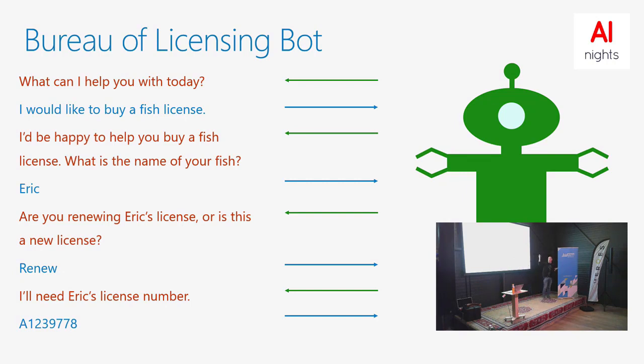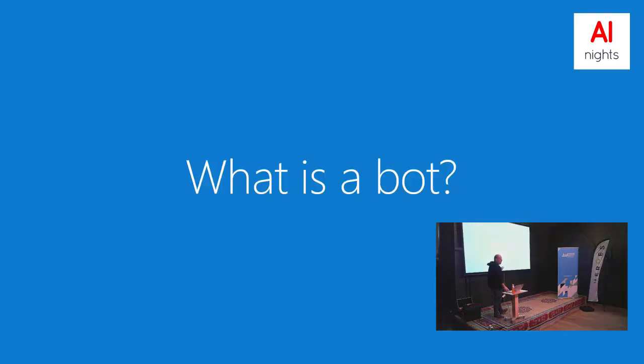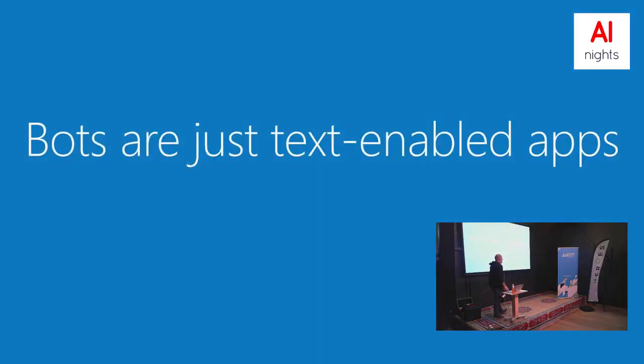The user sends back, I'd like to buy a fish license. Be happy to help you. What's the first name of your fish? Eric. Seems like a good name for a fish, right? And then the bot sends back, are you renewing, or is this new? Renew, and then back and forth just like that. So that's really all that a bot is. So again, what's a bot? Well, a bot is simply a text-enabled app.